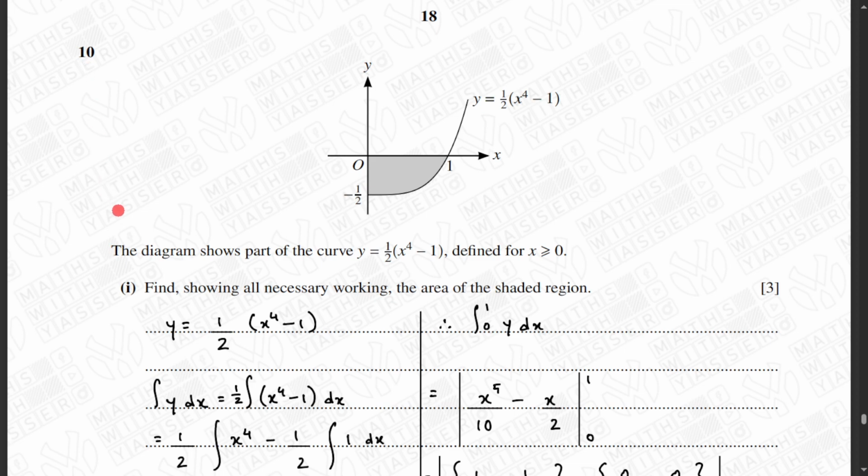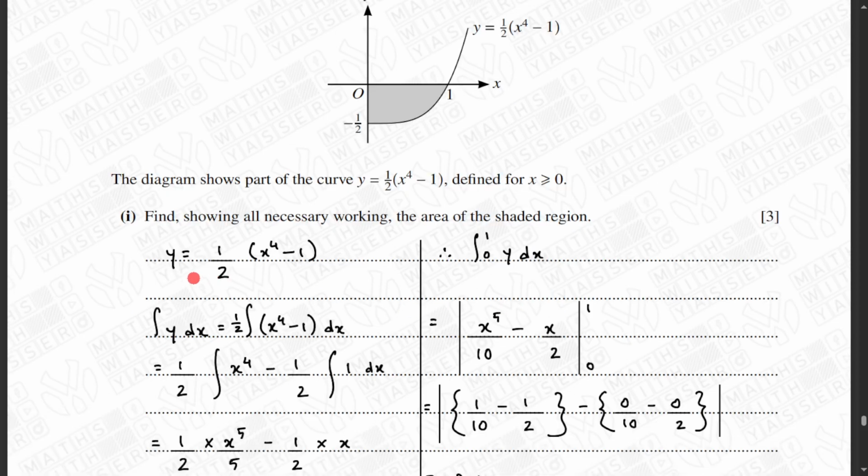Question number 10. The diagram shows part of the curve y equals half of x to the power 4 minus 1, which is defined for x greater than or equal to 0. For the first part of the question, we need to find, showing all necessary working, the area of the shaded region. So the equation of the curve is y equals half x to the power 4 minus 1.